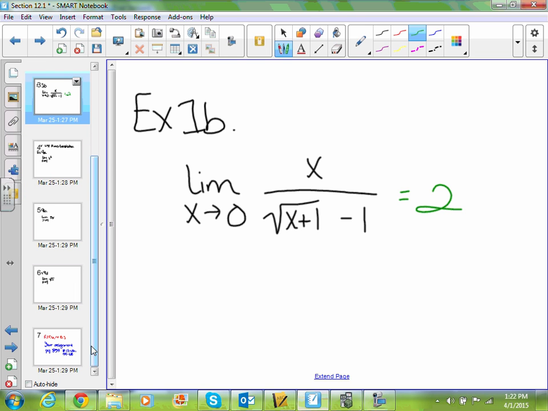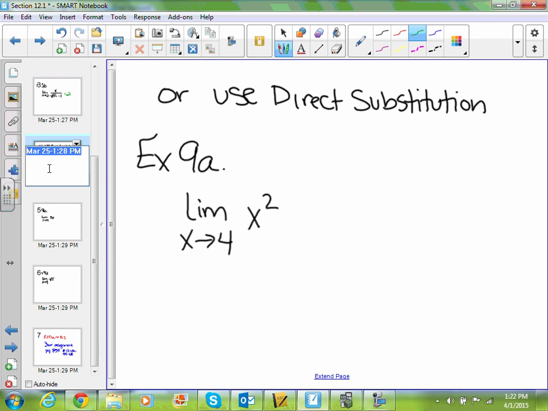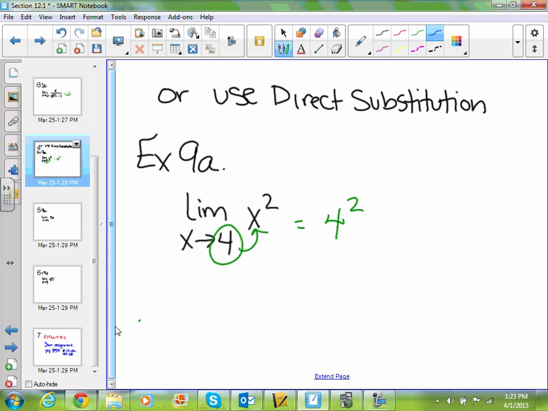Okay, then one of the other ways that we can find limits is by using direct substitution. Okay, and so if I'm given the limit as x approaches 4 of x squared, if I'm going to do that using direct substitution, then I'm going to plug in 4 for x in my equation. And so doing so, that gives me 4 squared. And 4 squared is 16. So my limit would be 16.